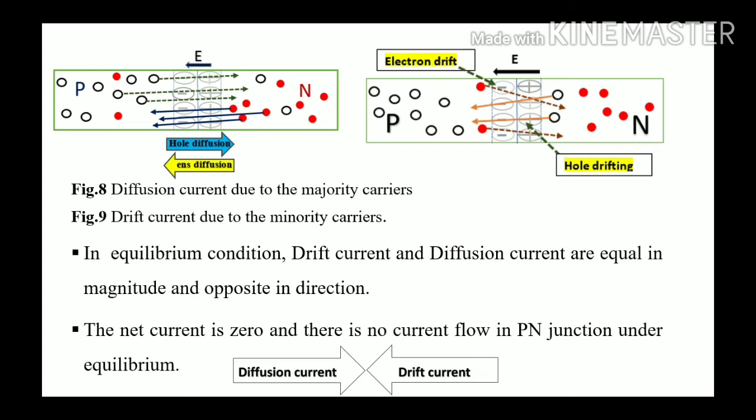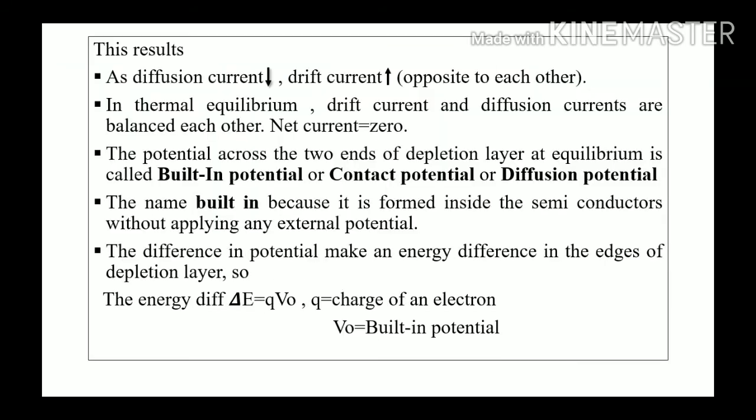Also, in figure 9, we can see that the drift current is due to the minority carriers. So, in equilibrium condition, the drift current and diffusion current are equal and opposite. Thus, the net current is 0. So, there is no current flow in the PN junction under equilibrium. So, we are reaching some conclusions: as diffusion current decreases, drift current increases. In thermal equilibrium, the net current is 0.